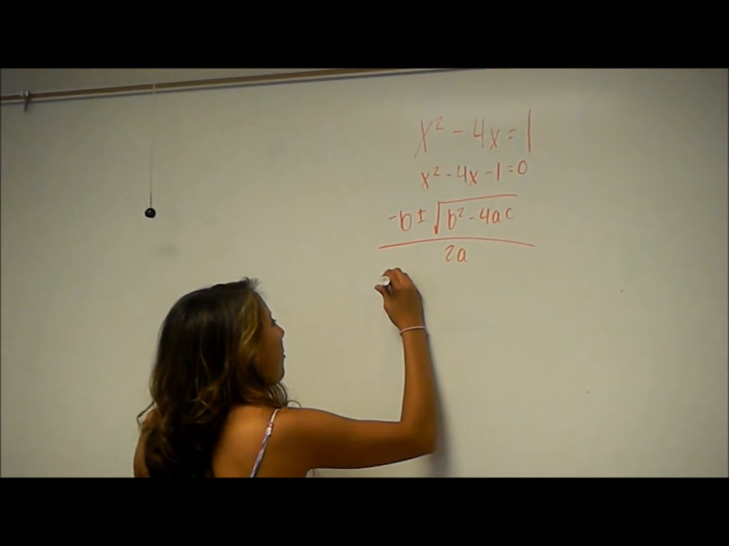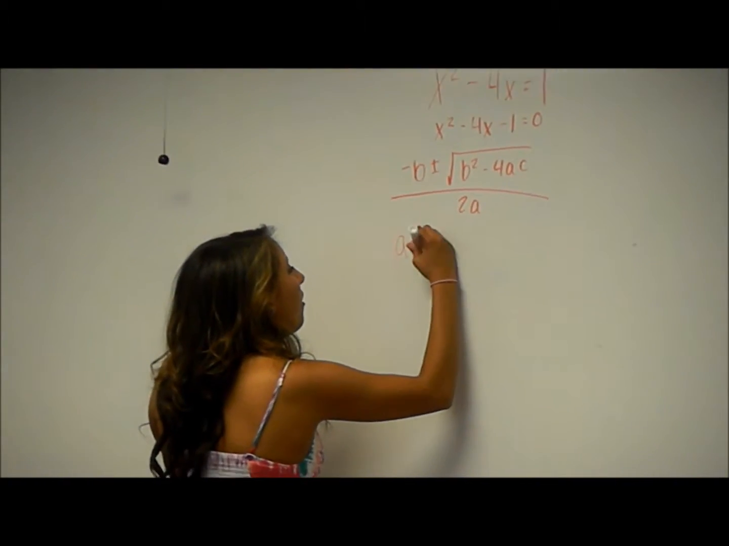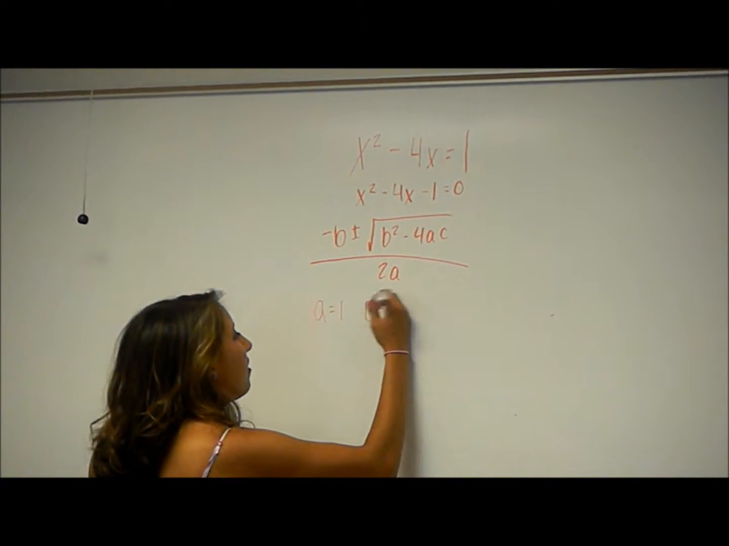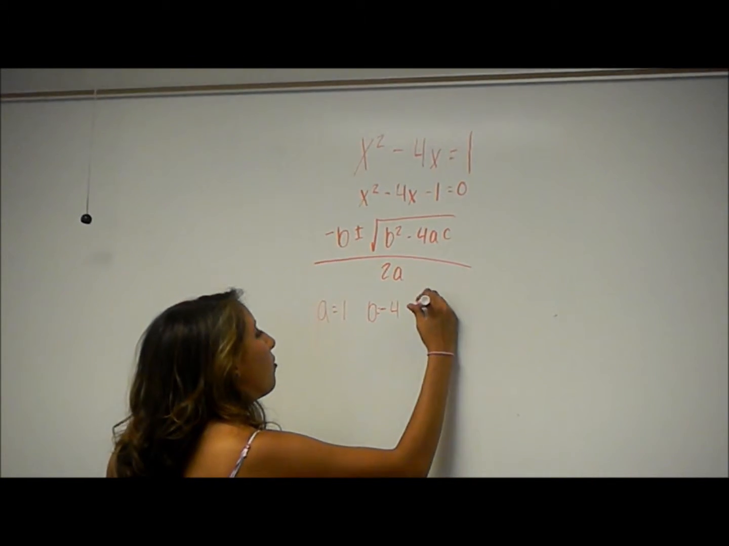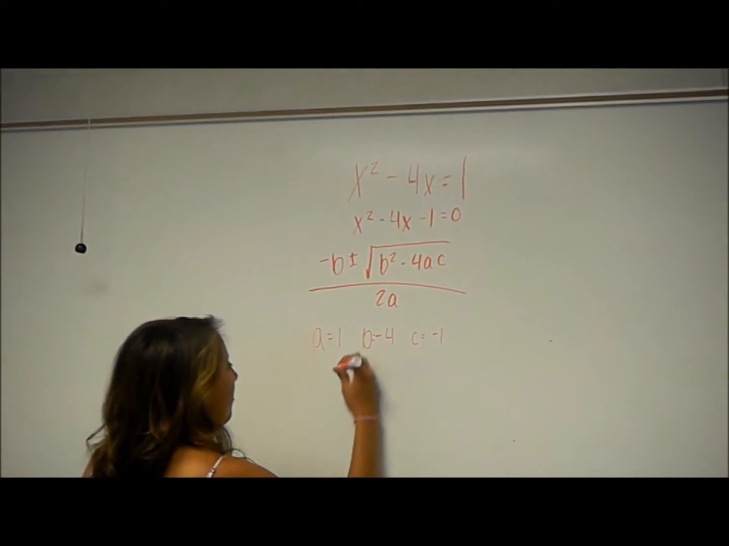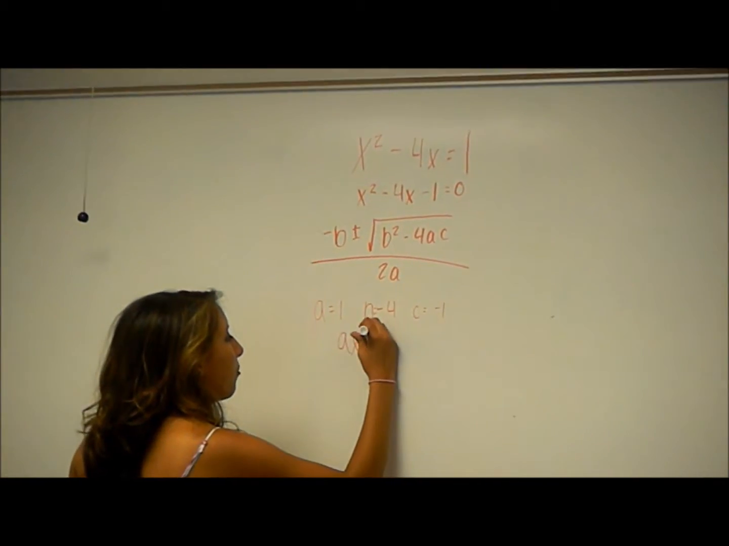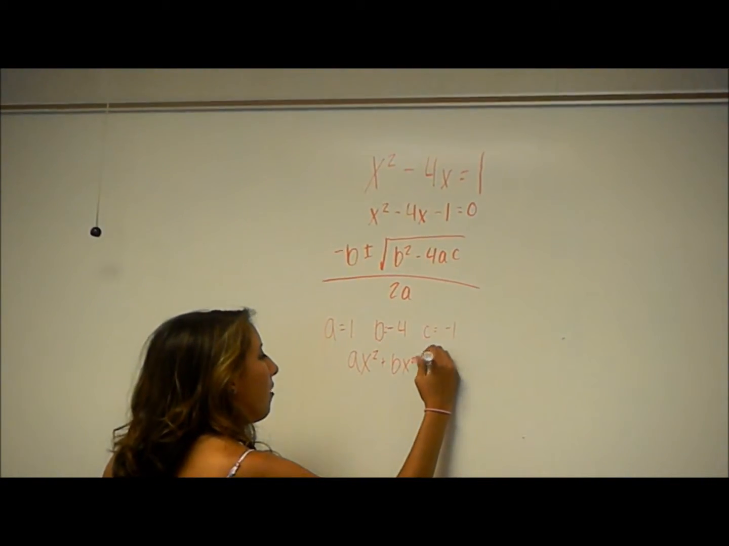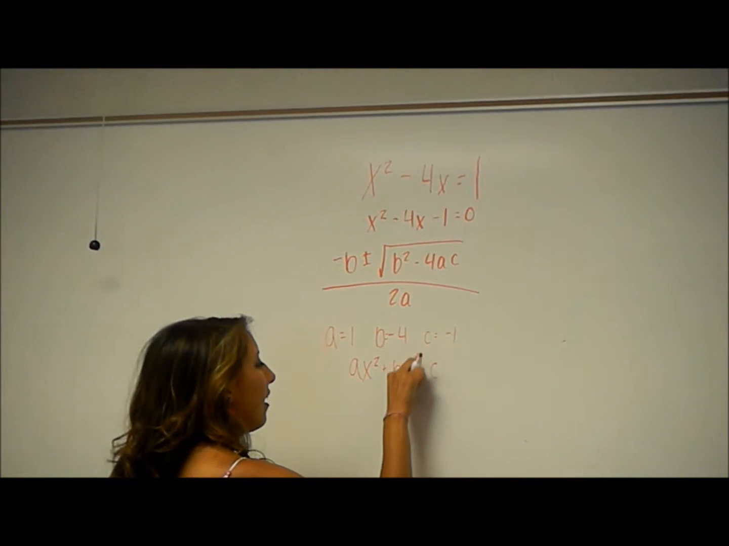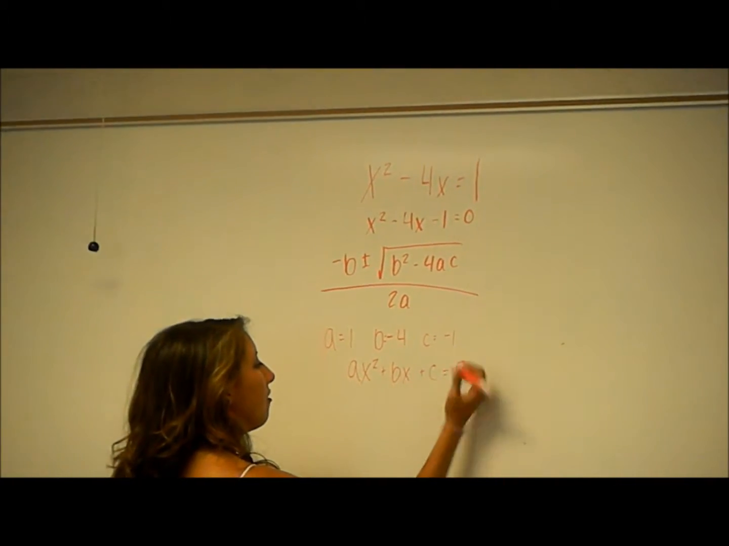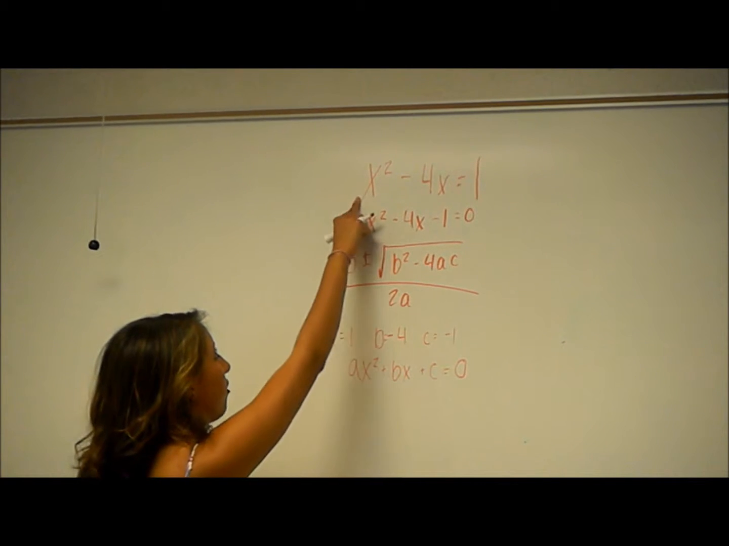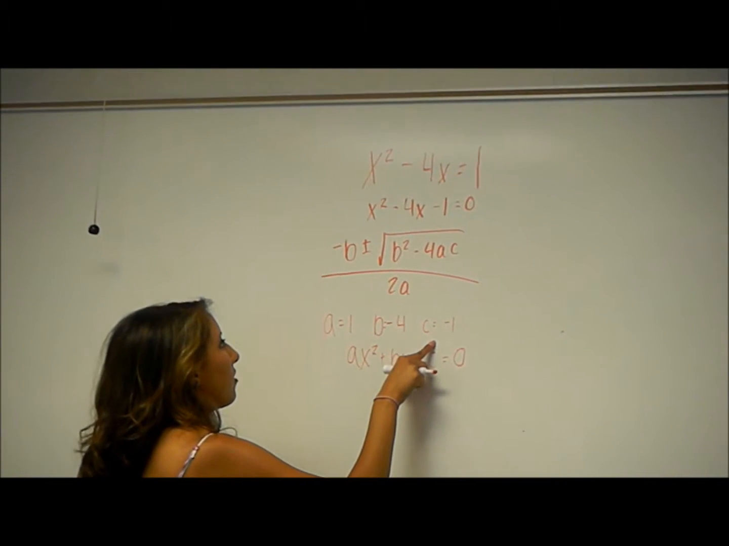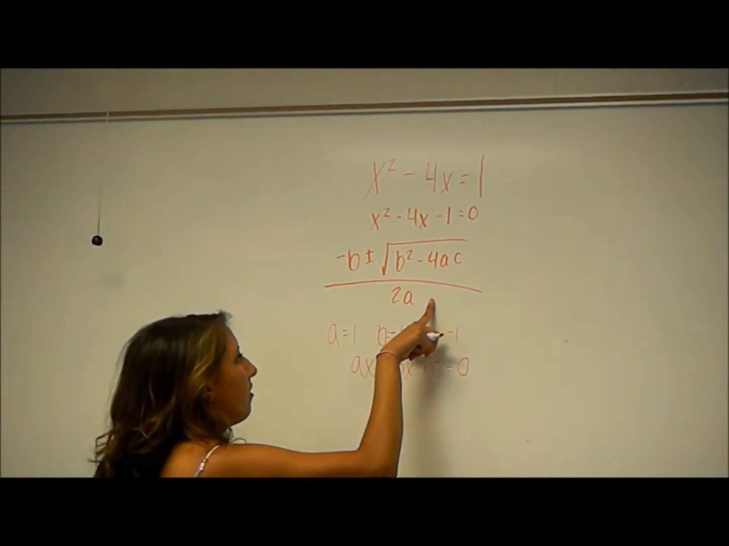Our a in this equation will be 1, b will be negative 4, and c will be negative 1. According to the quadratic equation, ax squared plus bx plus c equals 0. So using the coefficients in front of the numbers, we get our values a, b, and c, and can plug them into the quadratic formula and solve.